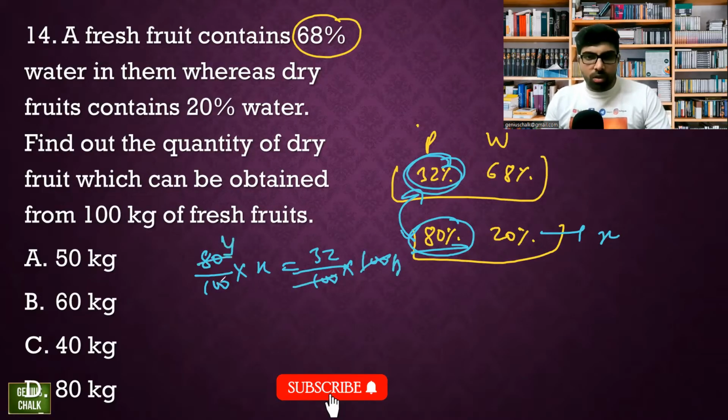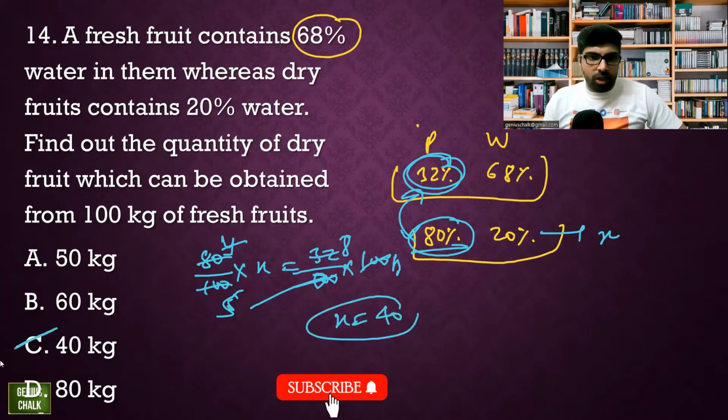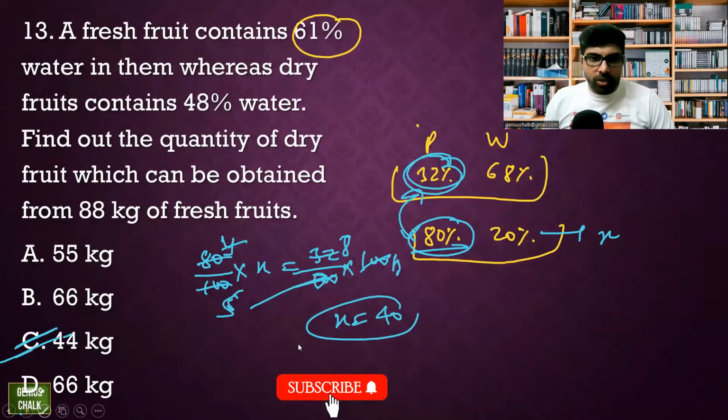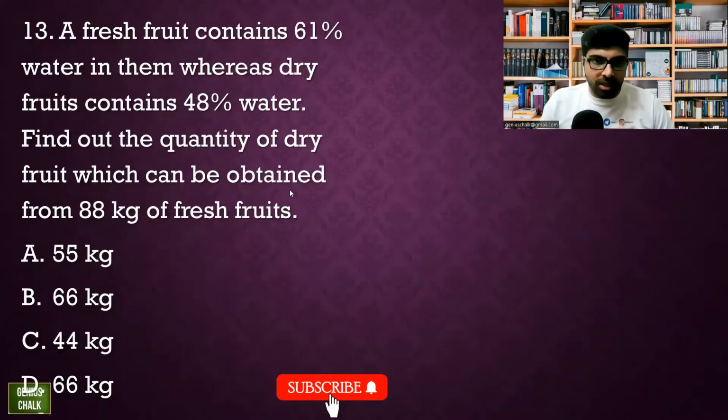100 kg 32 is also 32. This is 4 by 5. 4 8s are 32, 8 5s are 40. This is 5, so this goes here. 8 5s are 40 kg. It's 40 kg, right? So this is the way we can solve, and we can solve this and the previous one using ratio also. Let's discuss how we can solve this using ratio, the method which we have been discussing since this class.